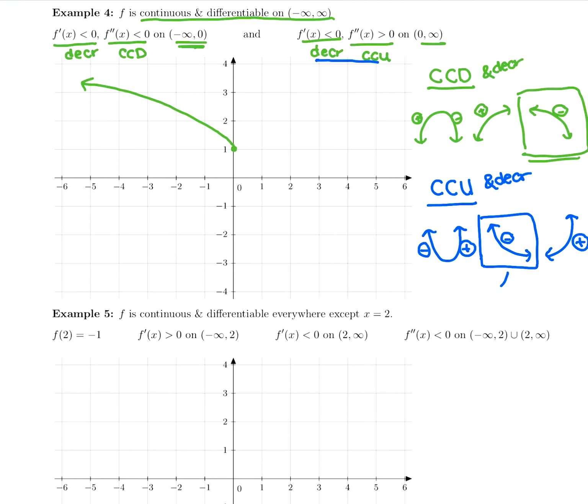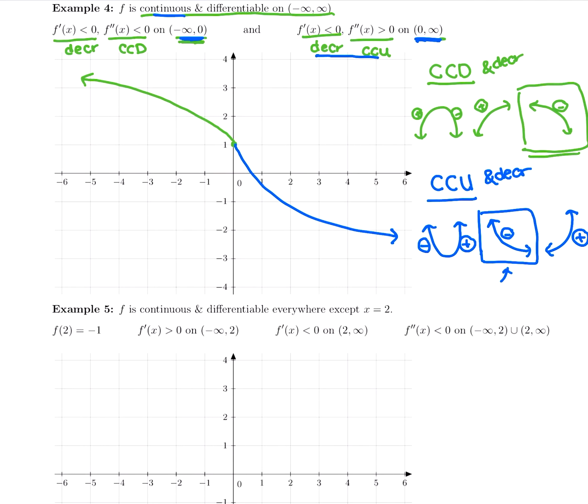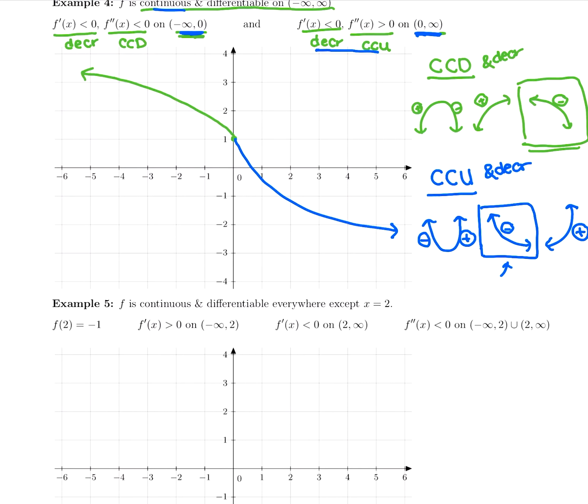So I'm going to draw this shape, but bigger. I'm going to connect it because it has to be continuous. That's what it says up here. It has to be continuous and differentiable. So I'm going to switch to being oriented upward while still decreasing. That matches all of the pieces. So it's decreasing everywhere, but it switches from being concave down to concave up at the x value 0. So that's how I knew to switch at 0. If it said 3, I would shift it over to 3. Okay.